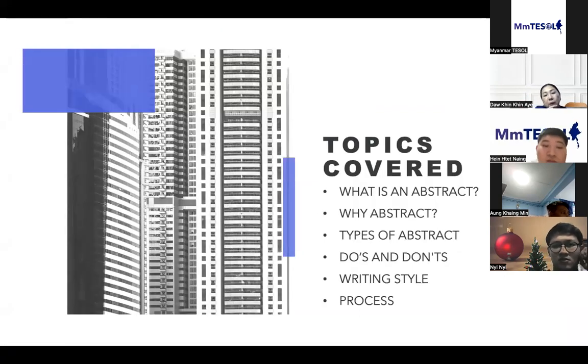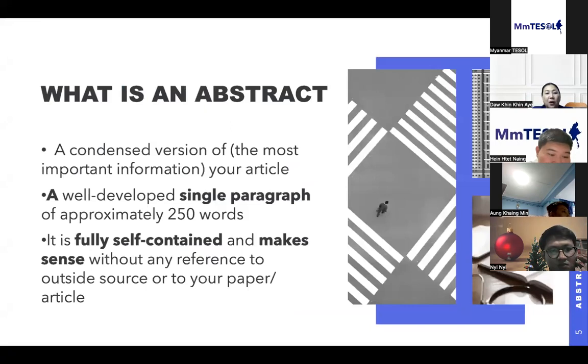Now, what are we going to cover? What is an abstract? Why abstract? Types of abstract, do's and don'ts, the writing style, and the process. Look at it, okay? Let's look at what an abstract is. You all know about it, right? It is a condensed version of the most important information of your article.